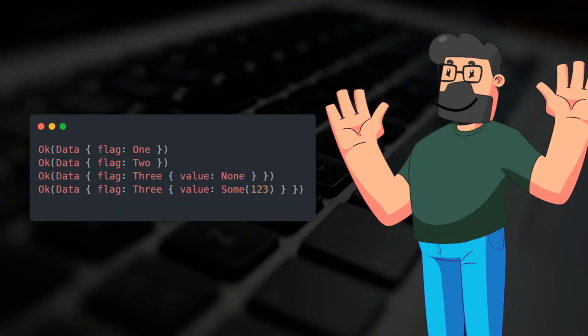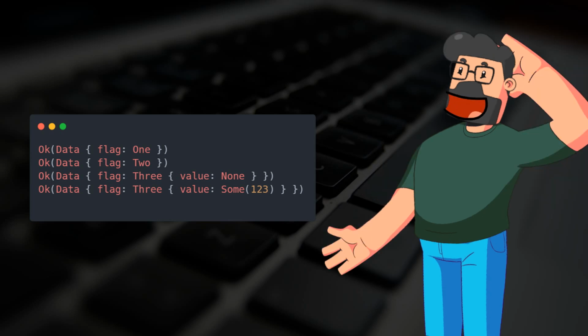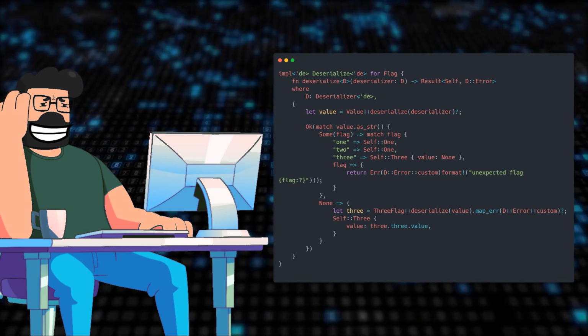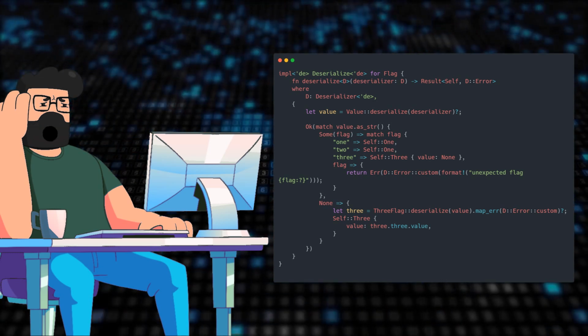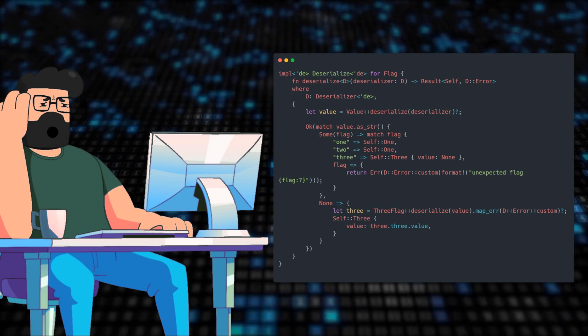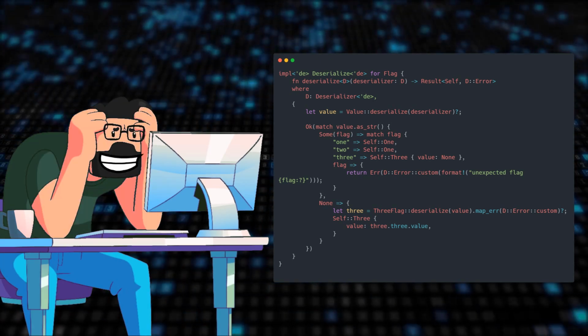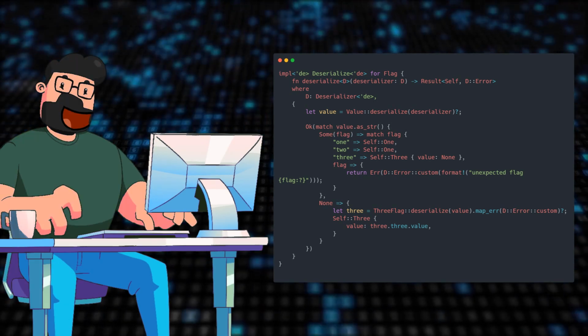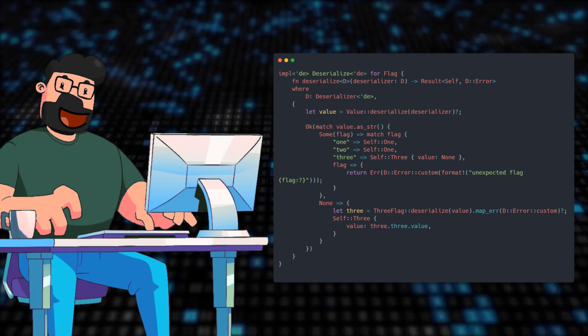Moving on, we proceed to deserialize the JSON data using the defined structures and implementations. By parsing the provided JSON examples, we can verify that the deserialization process produces the expected output for each variant of the flag enum. The final piece of the puzzle involves manually implementing the deserialize trait for flag. This allows us to handle the deserialization of JSON data into the enum directly, providing a comprehensive approach to dealing with different forms of input.